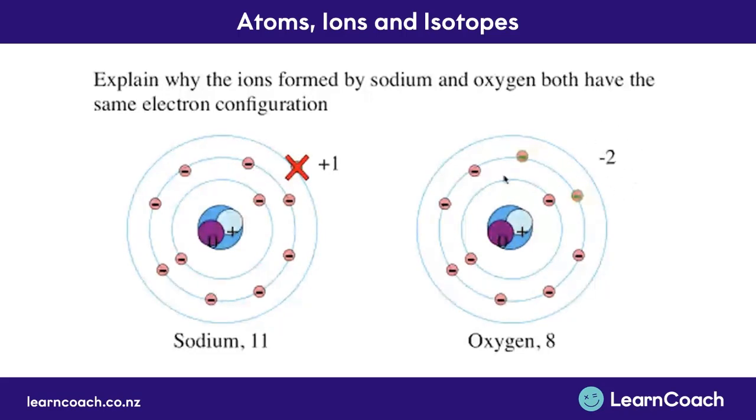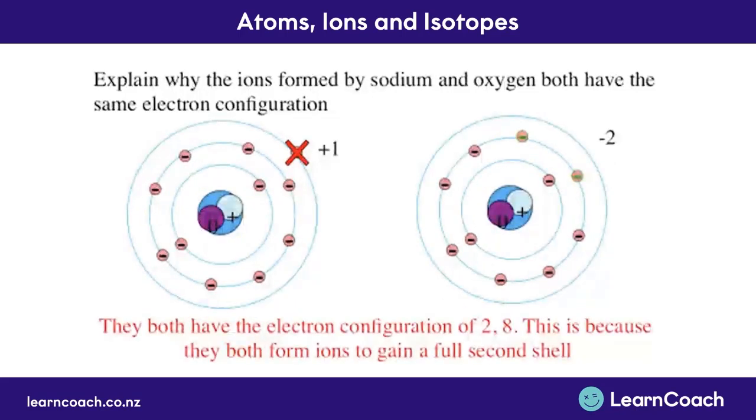Now back to the question. It asks us to explain why these ions have the same electron configuration. They both have the electron configuration of 2,8. This is because they form ions to gain a full outer shell. You could expand on this to say that sodium loses an outside electron, and that oxygen gains 2 electrons. This means that they have their full second shell.